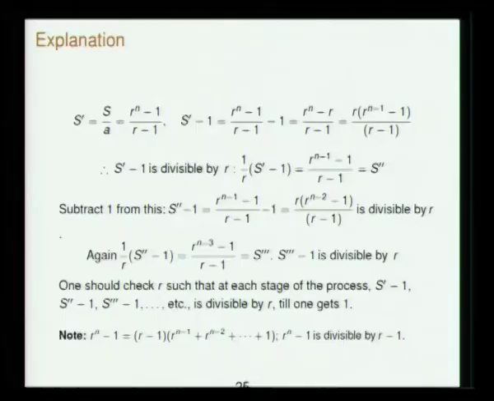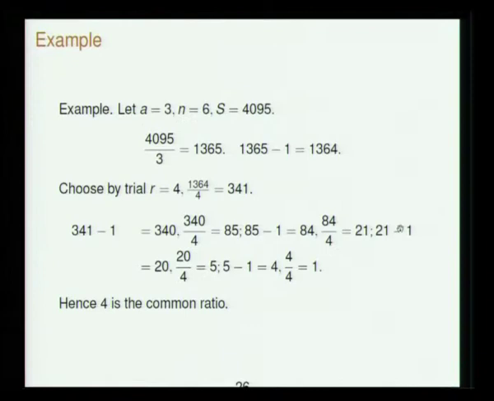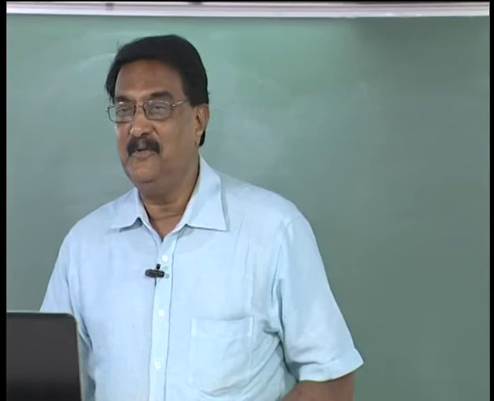Now, here of course, I use the result that R to the power of n minus 1 is always divisible by R minus 1. So, for instance, let A be 3, N is 6, S is 4095, for a geometric progression. The first term is 3, the number of terms is 6, and the common ratio you have to find out. So, what you do is divide the sum by the first term, you get 1365, subtract 1, you get 1364. Now choose by trial R equal to 4. Then 1364 by 4 is 341, subtract 1, 340 is divisible by 4, you get 85. 85, you subtract 1, you get 21. Subtract 1 again, that is again divisible by 4. 5 minus 1 is 4, that is again divisible by 4. So, 4 is the common ratio. So, this is how you get it. Now, as I told you, sometimes it may be tricky, so you have to watch out.